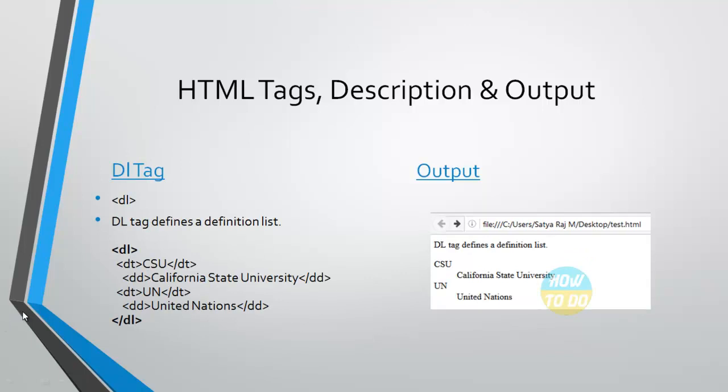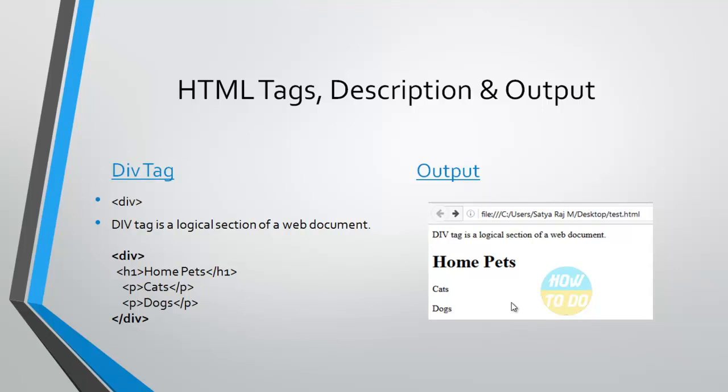Next comes the DL tag. The DL tag defines the definition list, and this is the syntax for the same, and this will be the output for the same. You have the abbreviation and you have a clear definition of this particular abbreviation. So CSU, California State University, UN, United Nations. In this way you will be able to give the clear definition or the description along with the complete status.